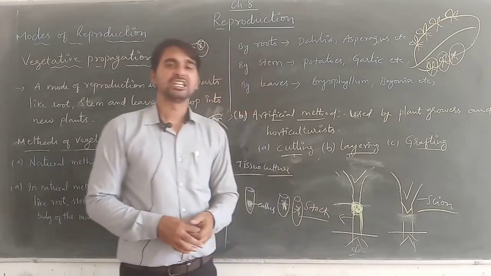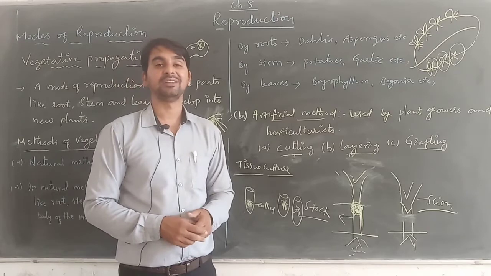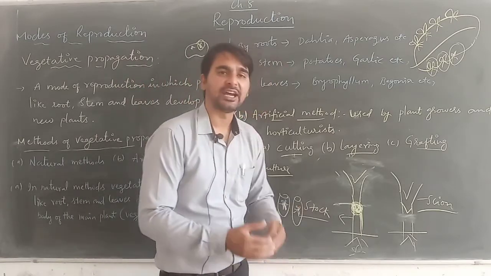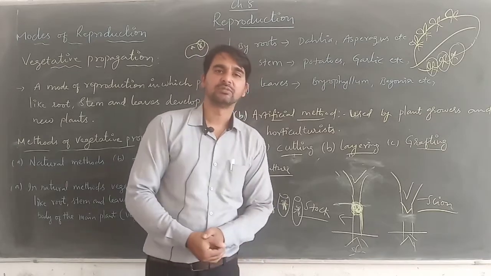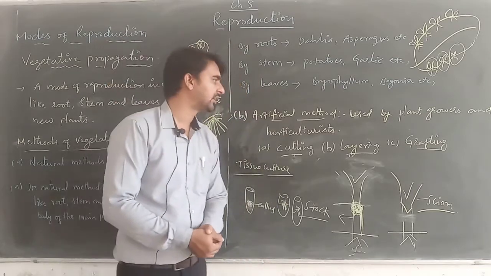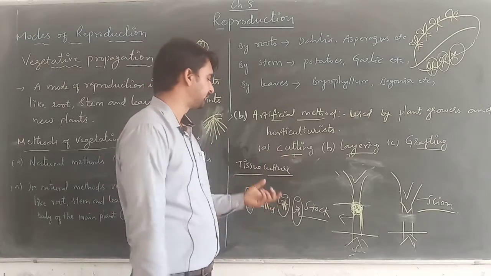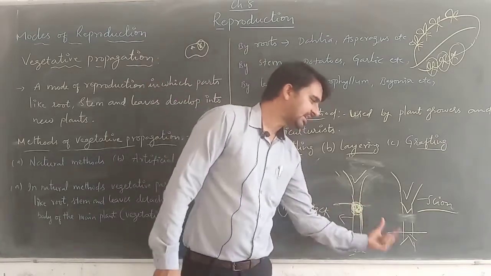Then the third is the grafting method. What is happening in the grafting method? This grafting method is one of the advanced methods or modes of reproduction carried out by the artificial method in vegetative propagation. So here we people will be selecting two plants.